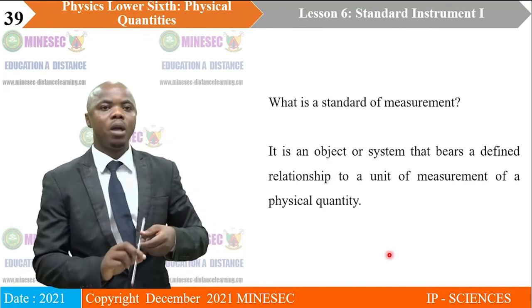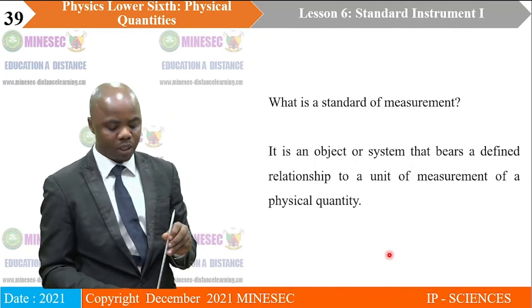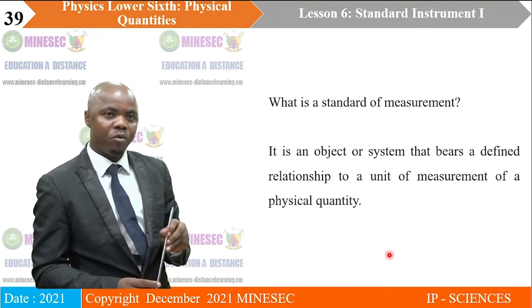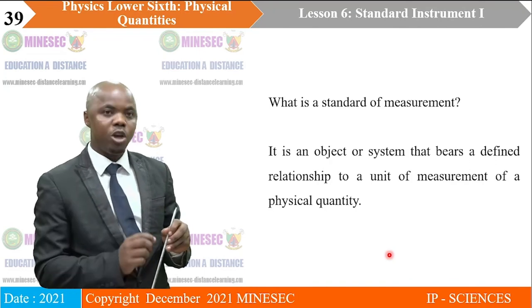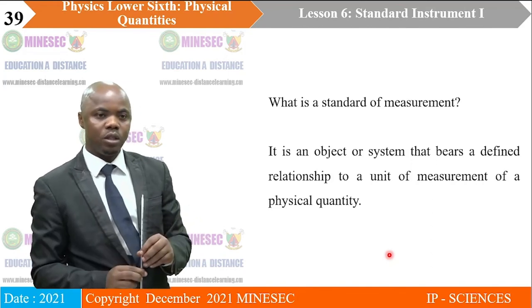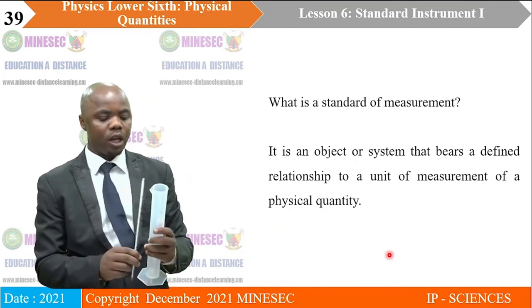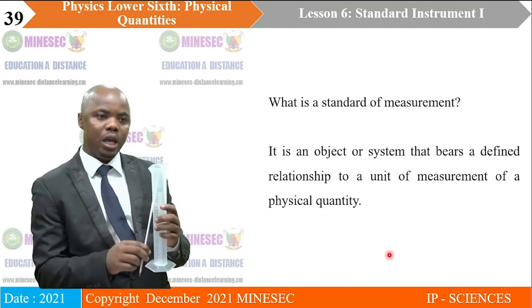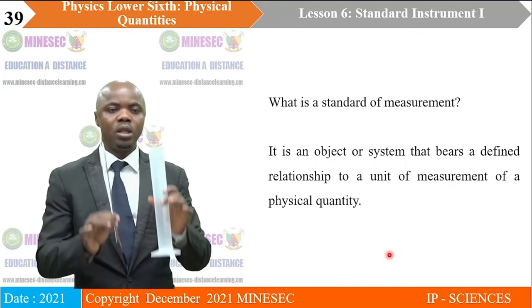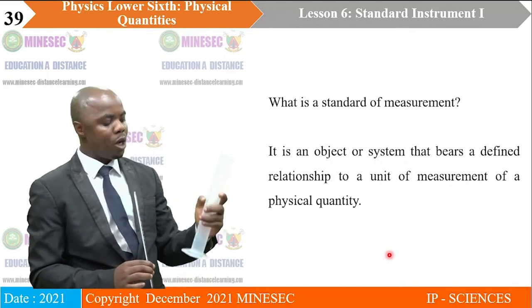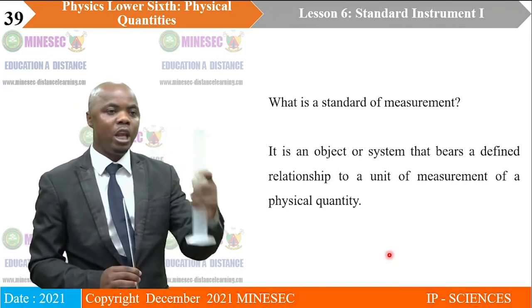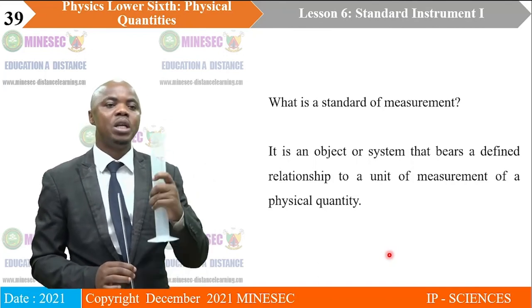For example, my thermometer is standardized to the thermometric property inside here, which is the liquid in glass or liquid column. Therefore, it bears a relationship between the unit and the physical quantity. So the physical quantity is expressed in degrees Celsius. My measuring cylinder bears a relationship between the volume of water in this measuring cylinder and the unit in CMQ. These are standards of measurement. These are standardized equipment. Therefore, if I measure a volume here of 150 CMQ, you also should be able to measure that same volume with any other instrument and have 150 CMQ.